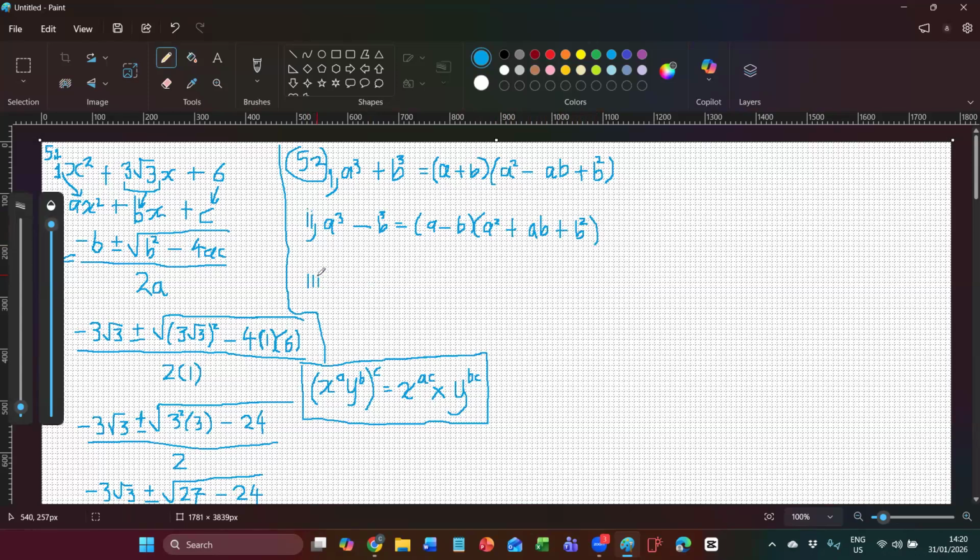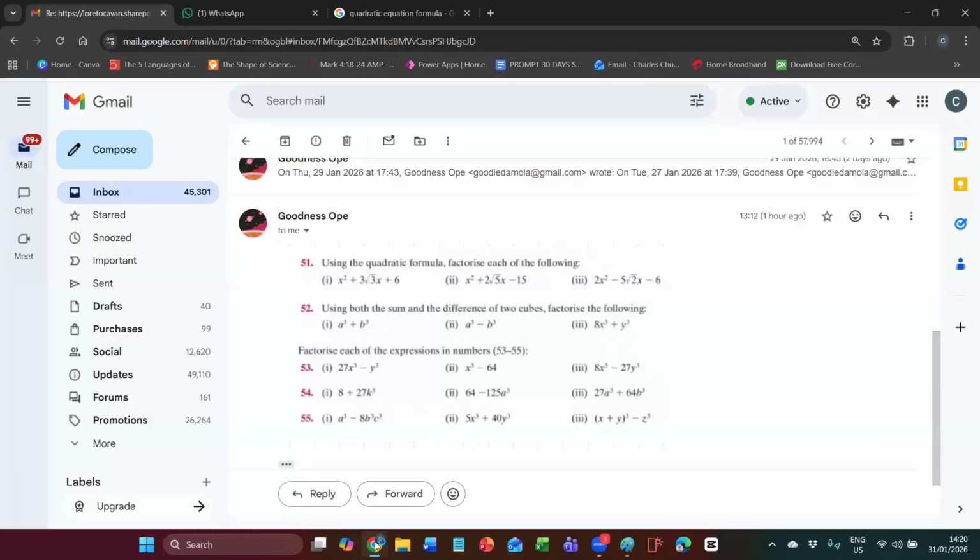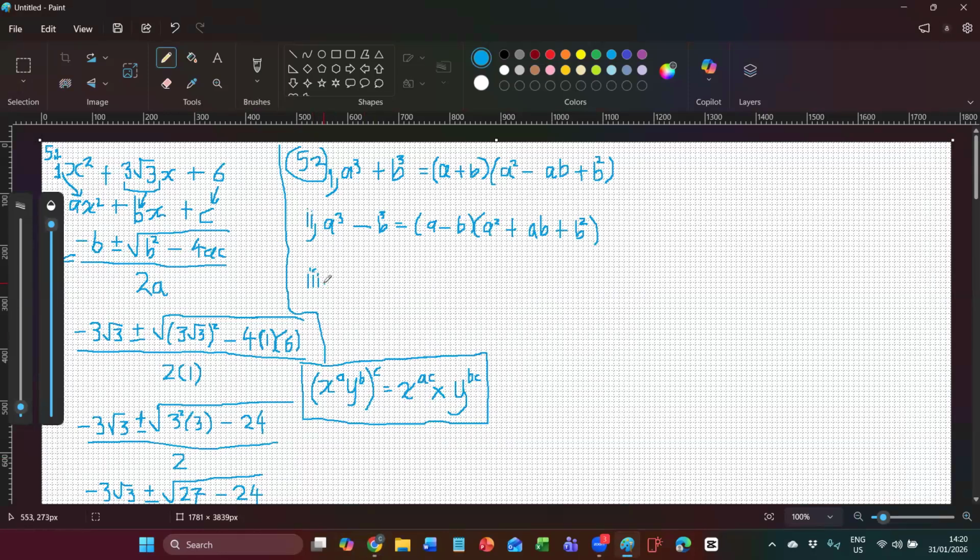So let's go to the third one. The third one says 8x cubed plus y cubed. So I think this one is like an application of the formula. Okay, so how would you apply this?